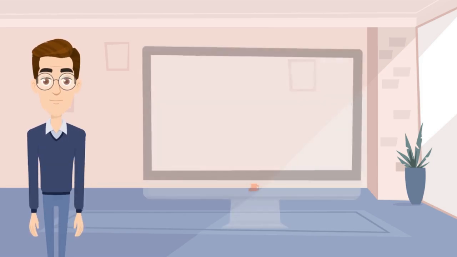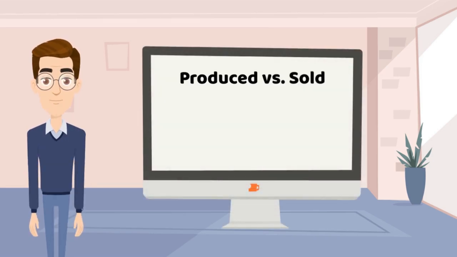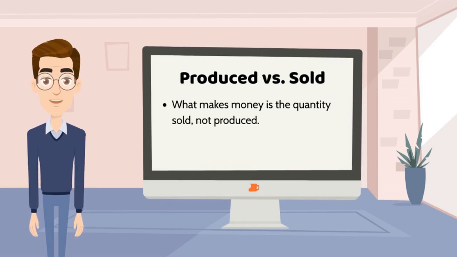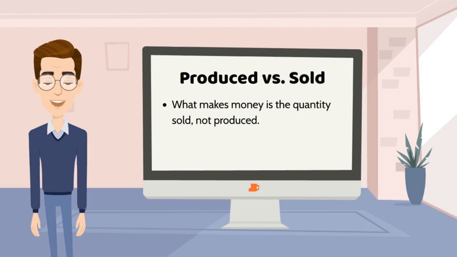Yes, it does. It does because quantity produced is not the same as quantity sold, and what makes money is quantity sold, not produced. In an ideal world, when God descends from heaven, the quantity produced will all turn into quantity sold. But we know that it's not true yet.